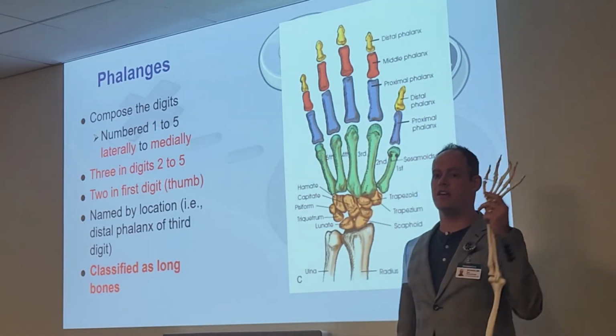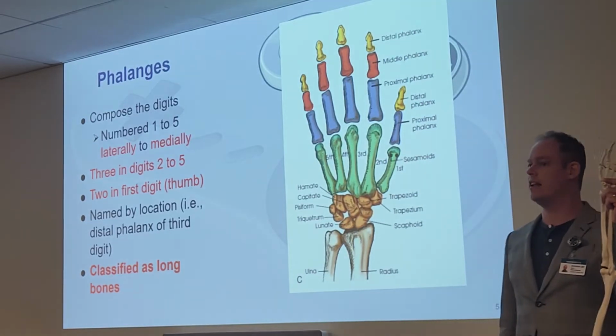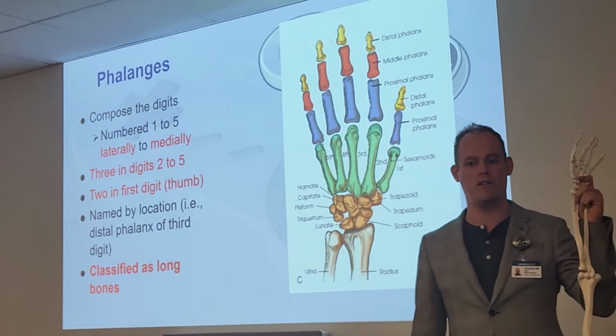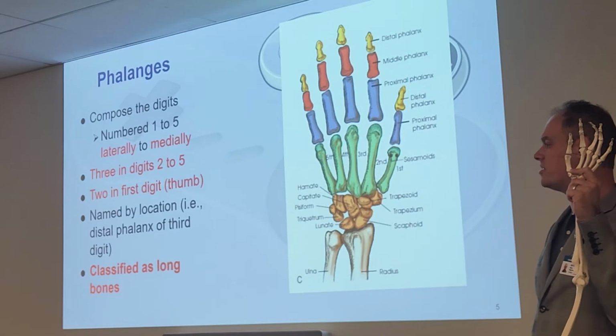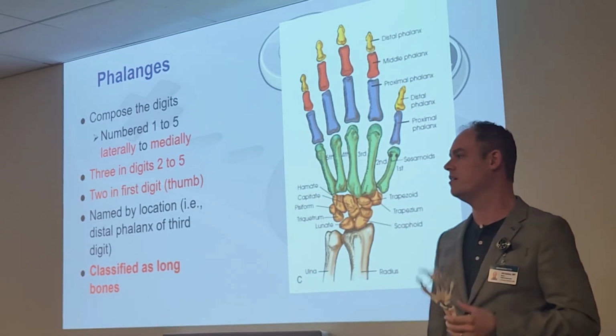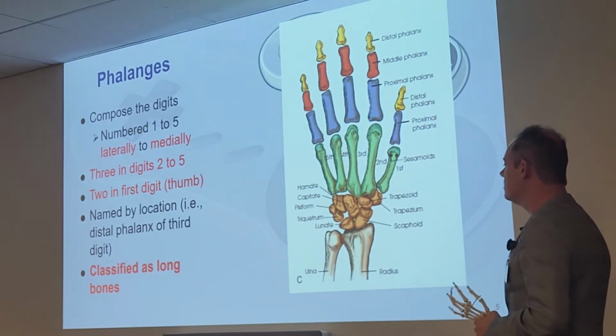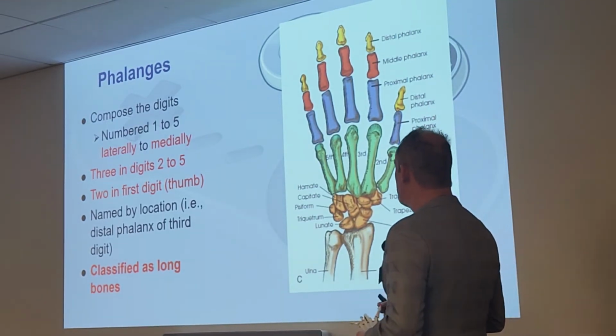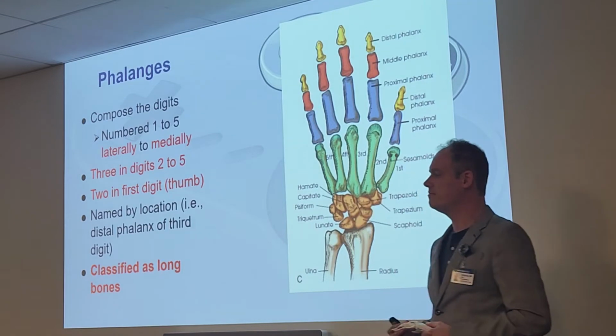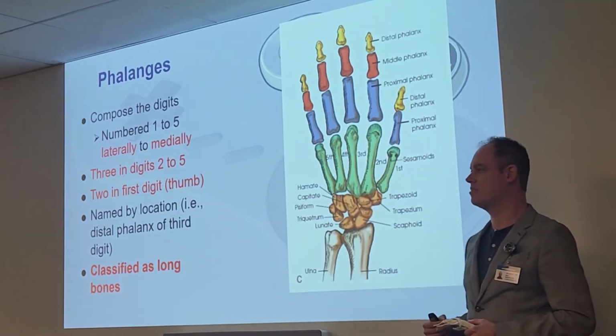And yes, we can see all those divisions on an x-ray. Those of you that did a hand x-ray yesterday probably know what I'm talking about, but you can see all those little phalanges separated by those joints on our x-rays, just like the diagram you see right here. They're classified as long bones. Yes, they are. Long bones.